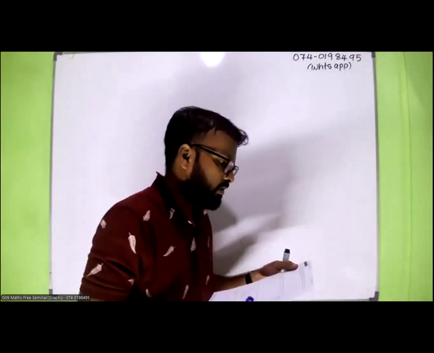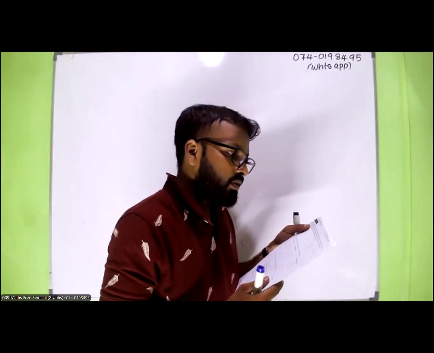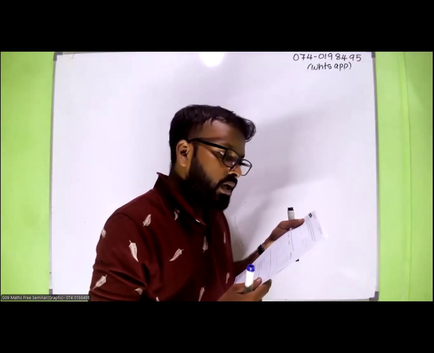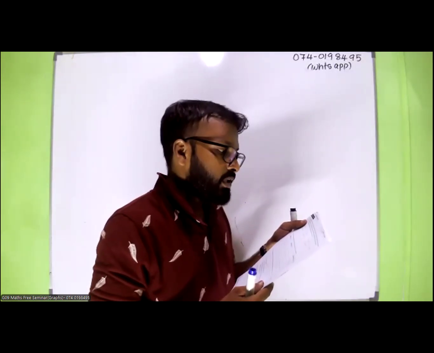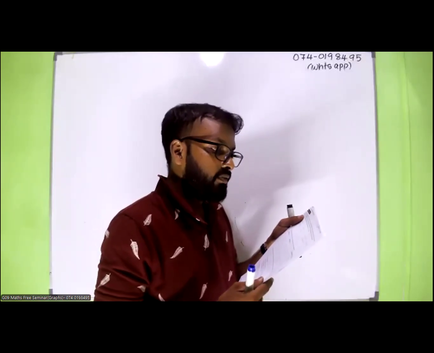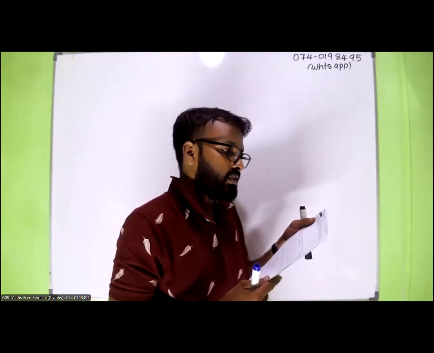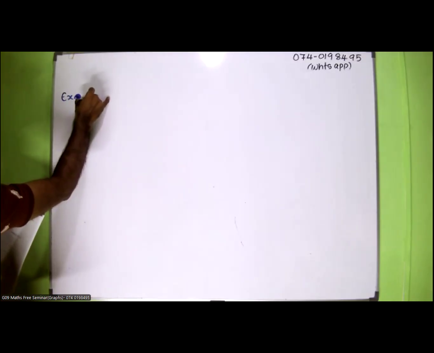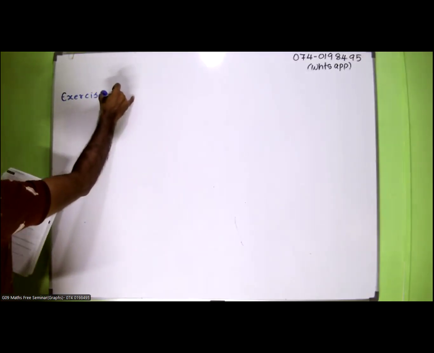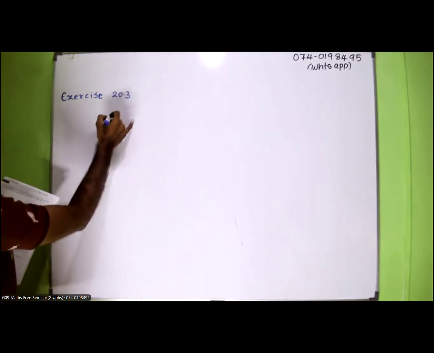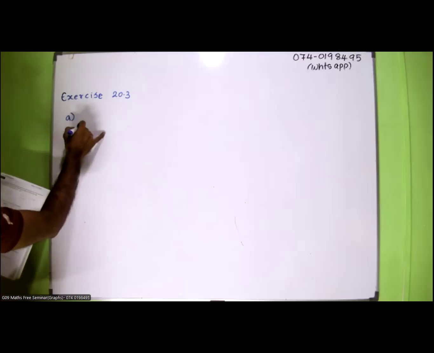So the exercise 20.3, take the first one. For each of the functions given by the equations in part A and B, write the gradient and the intercept without drawing the corresponding graphs, and write whether the graph makes an acute or obtuse angle, counterclockwise being the positive direction of the axis. We have done it. So make a note, so you can do it at home. Exercise 20.3, part A.